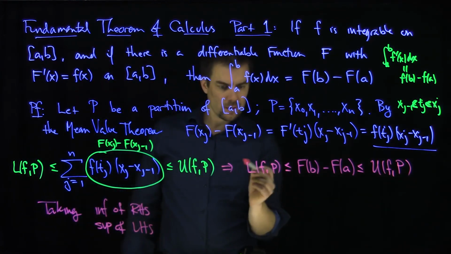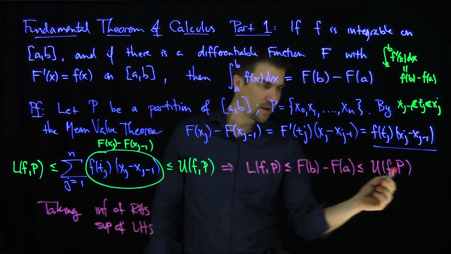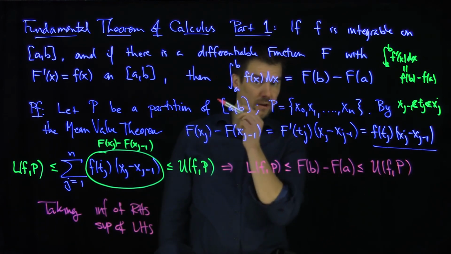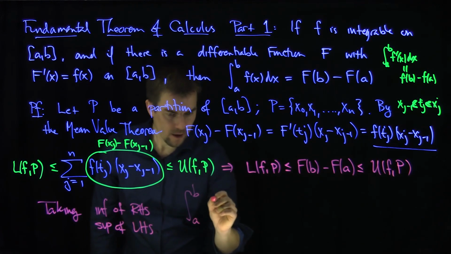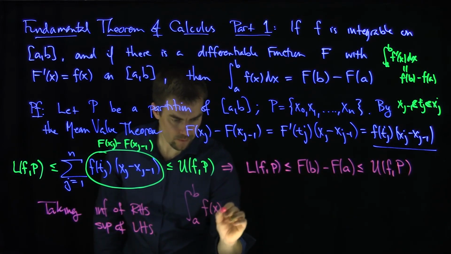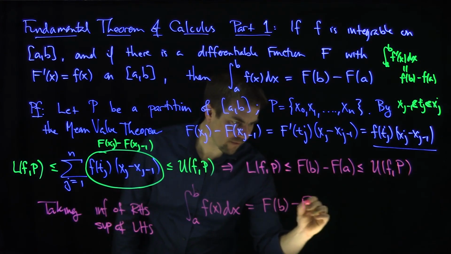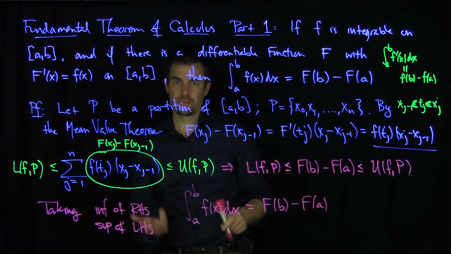Of course, the supremum of all these lower sums is the integral. So the integral is less than or equal to F of b minus F of a. And taking the infimum over here, it says that the integral is also bigger than or equal to F of b minus F of a. So we can conclude from this that the integral from a to b of this function f of x dx is equal to F of b minus F of a. And that is the first part of the Fundamental Theorem of Calculus. Thank you very much.